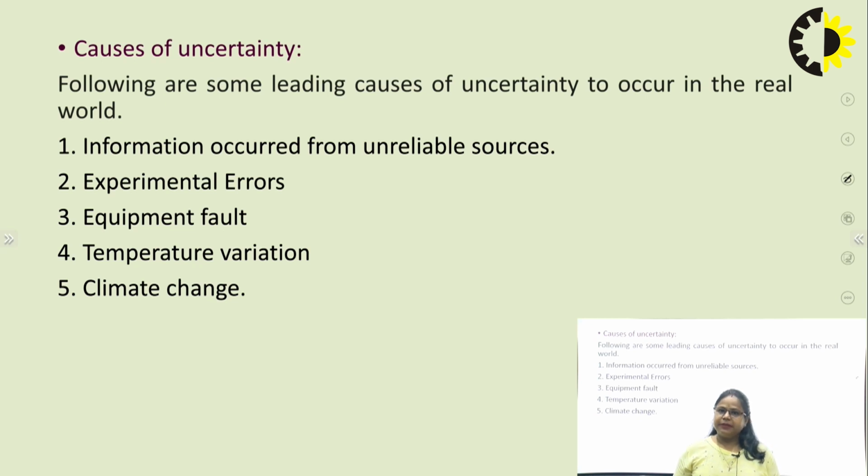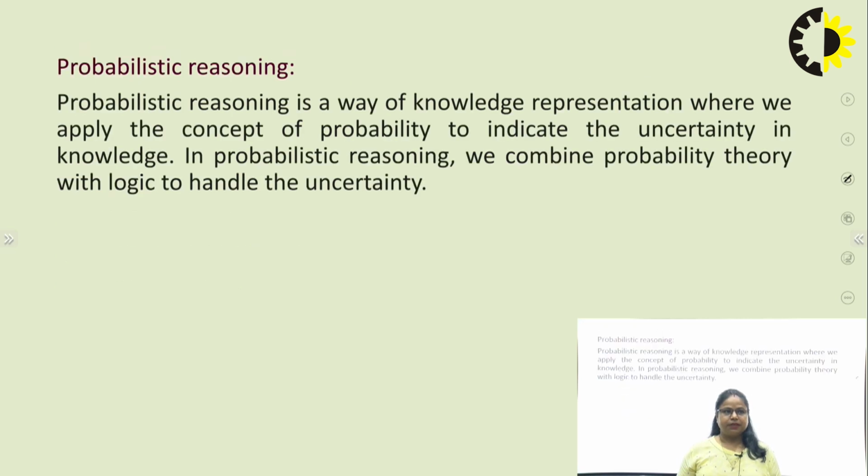There are experimental errors. There are equipment faults. While using any equipment, you cannot be sure about the result. There is temperature variation. There are climate changes. So these are all various causes of uncertainty in which you cannot be sure whether the data is correct or not. These conditions are called uncertain reasoning or probabilistic reasoning, right?